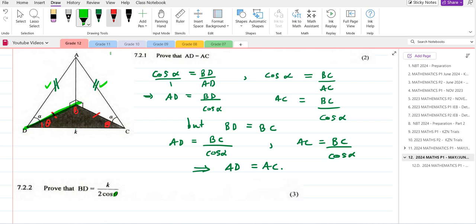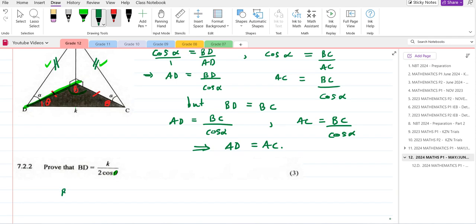K over this angle. This angle here is, so let's write angle DBC equals, first we need to say that angle DCB is equal to theta. Angle DCB is equal to BDC is equal to theta, because we have angles opposite equal sides. Right, we got angles opposite equal sides. So now angle DBC is equal to 180 minus 2 theta.